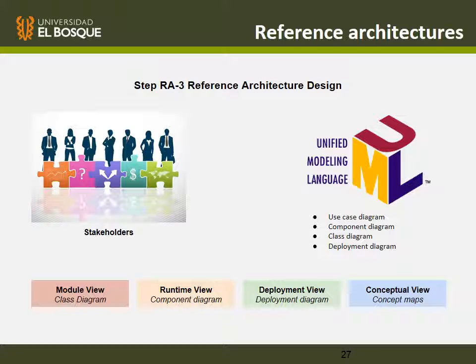To represent reference architectures, the main architectural views proposed are: the module view, which shows the structure of the architecture, and we can use a class diagram. The runtime view shows the structure and behavior of the systems involved, and we can use a component diagram. The deployment view describes the hardware, the software installed, and the network connections. We can use a deployment diagram.